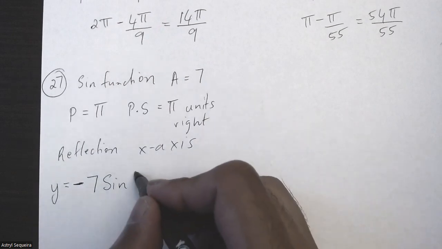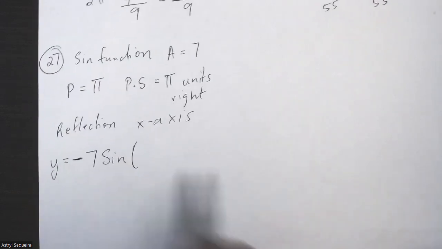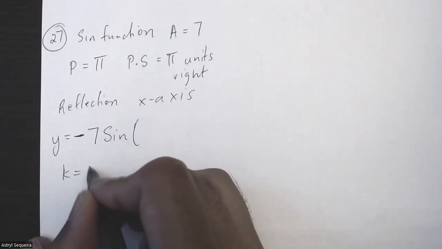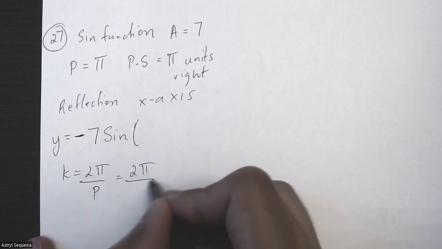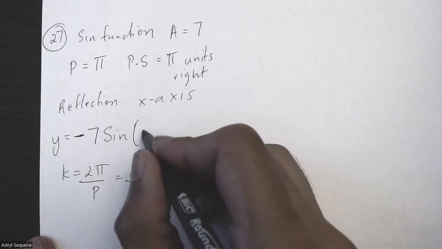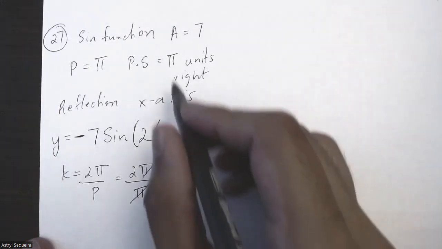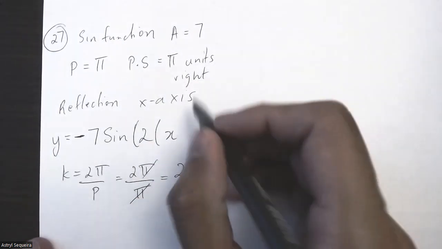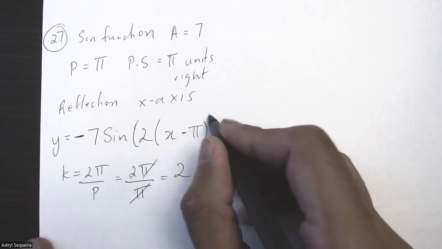Then we need to find the k value. To find the k value, we're using our period. K equals 2 pi over p, which is 2 pi over pi, which is just a k value of 2. So next goes my k value. Then I have a double bracket because I have a phase shift. Pi units right means it's x minus pi.